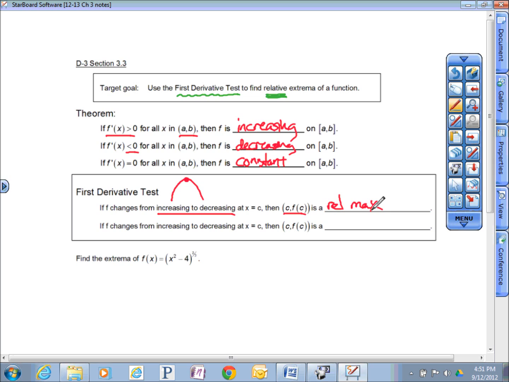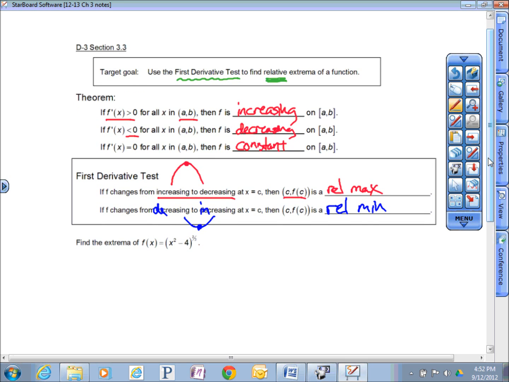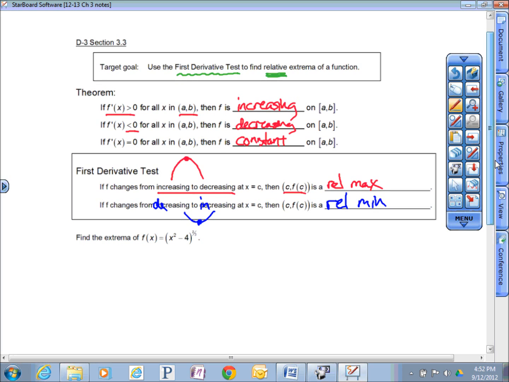If I find the place that it changes from, it's interesting that I have increasing to decreasing on both of these. I would think that we'd want to make this one decreasing to increasing. Sorry about that. So if the function changes from decreasing to increasing at x equals c, then my point c, f of c, would now be a relative minimum. So what we're going to do with this first derivative test is try to create intervals, narrow down where the function's increasing and then decreasing, so that we can isolate some of these relative maximums and minimums.